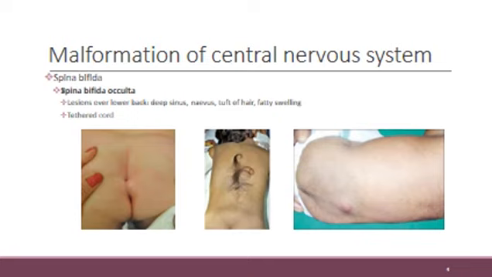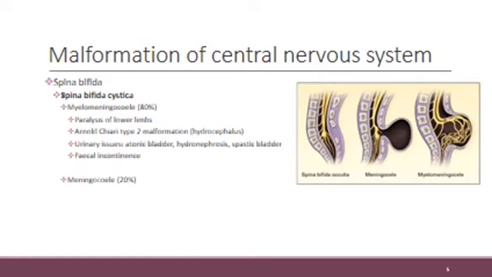You may see lesions over the lower back, namely a deep sinus, a nevus, a tuft of hair, or even a fatty swelling. In a small proportion of people, it can lead to a tethered cord, and as the child then grows, it may become stretched, causing irritation and then irreversible neurological signs affecting the lower limbs as well as the bladder. So one should be on the lookout and examine the baby's spinal column carefully in order to do a risk assessment.